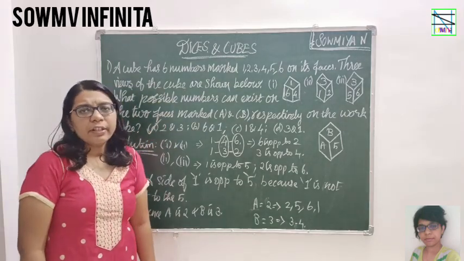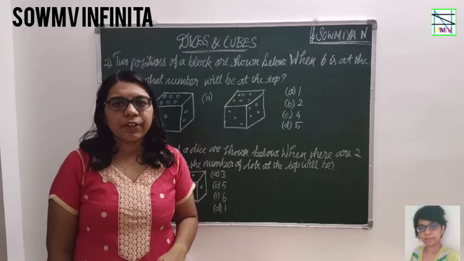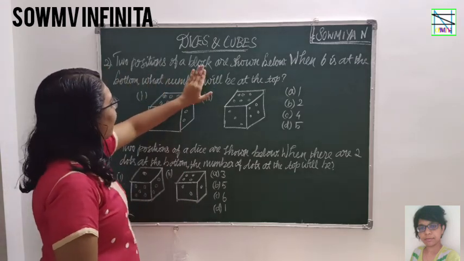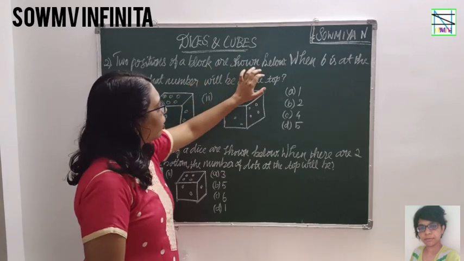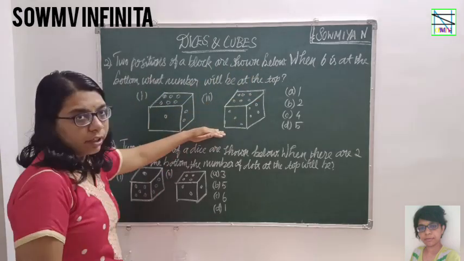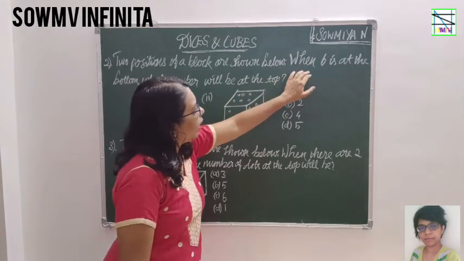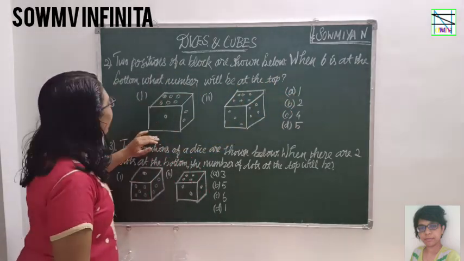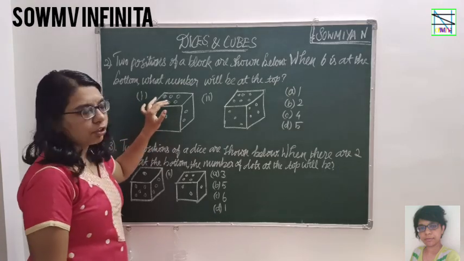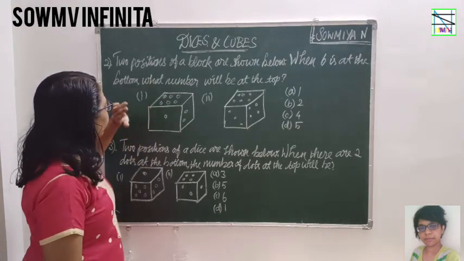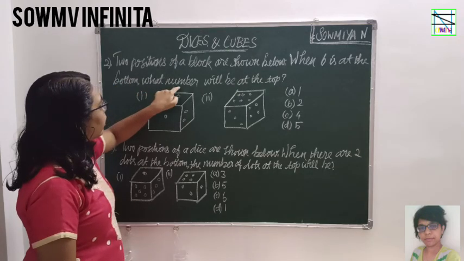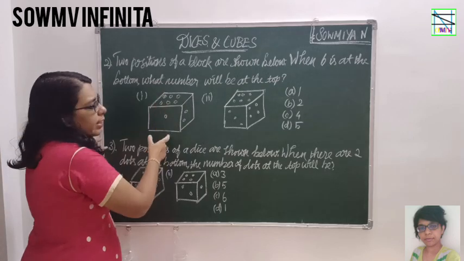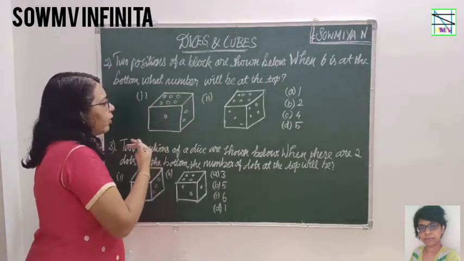Okay, we go for the second problem. Two positions of a block are shown below. Two blocks are given here. When 6 is at the bottom, what number will be at the top? That means the opposite of 6. We can find the opposite to 6.